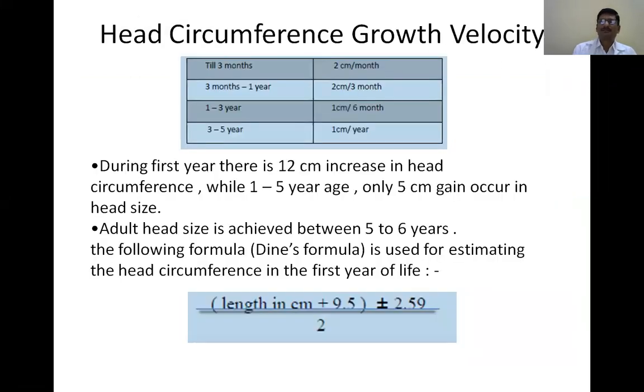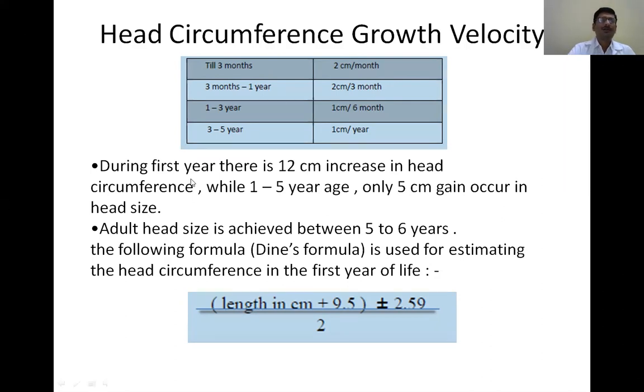So by measuring the head circumference, we can also assess the growth velocity, the rate of growth for a given particular period. Till 3 months, the head circumference increases at the rate of 2 centimeters per month. From 3 months to 1 year, it's about 2 centimeters per 3 months. And from 1 to 3 years, about 1 centimeter for every 6 months. Between 3 to 5 years, the increase in head circumference is only 1 centimeter per annum, or per year.